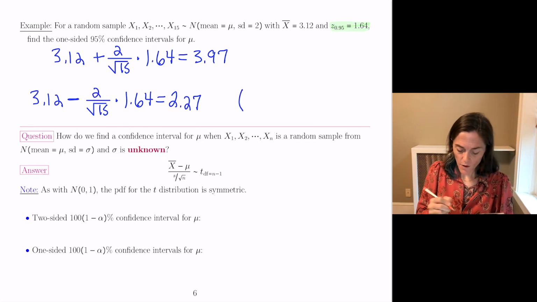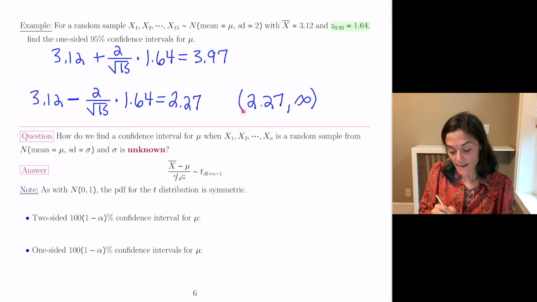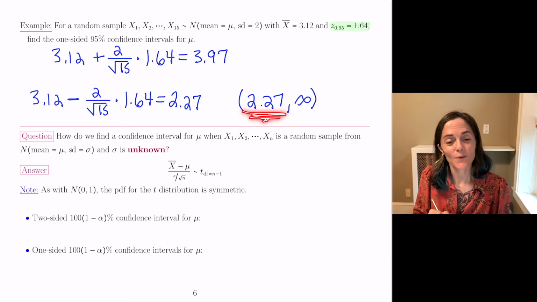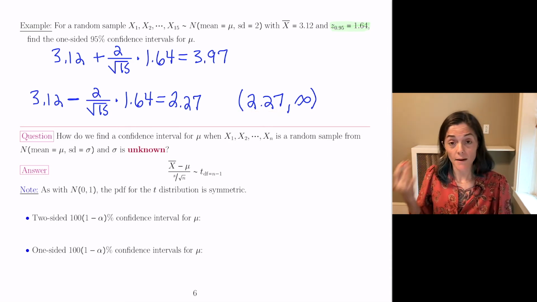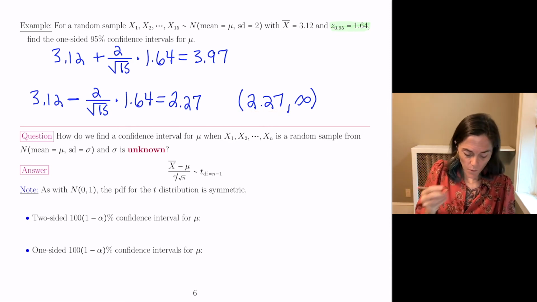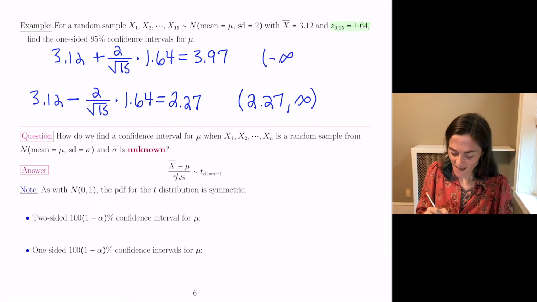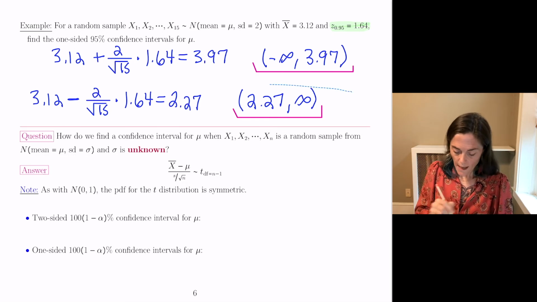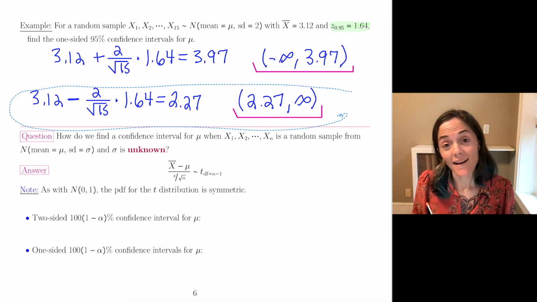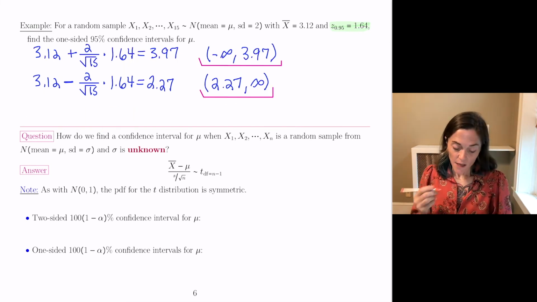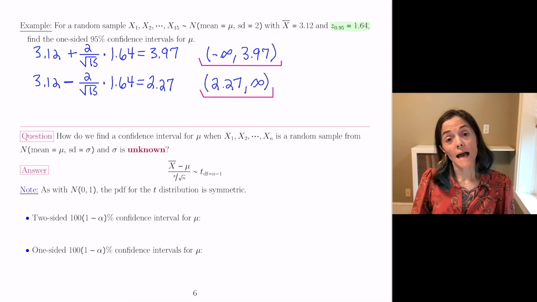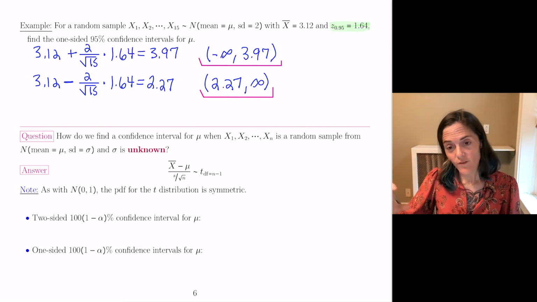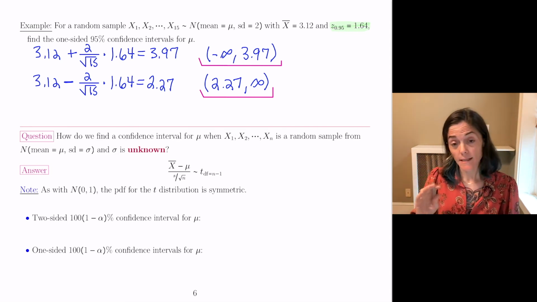So what are my one-sided confidence intervals? Well, we have one that goes from 2.27 to positive infinity. And you see here is our lower bound for mu given by this one-sided confidence interval. And the other one goes from minus infinity to 3.97. Okay, maybe I will make this a little smaller and make a remark. So this confidence interval, one-sided, we had 0.05 area in the tail.